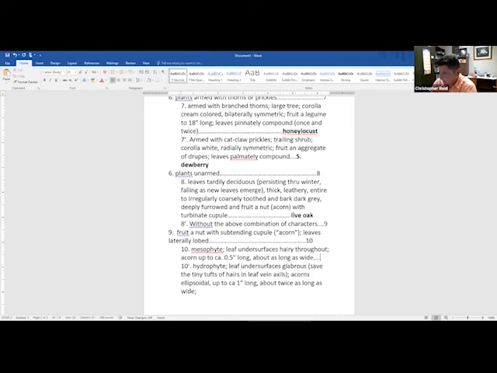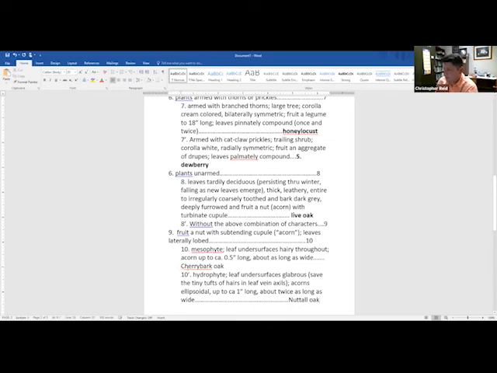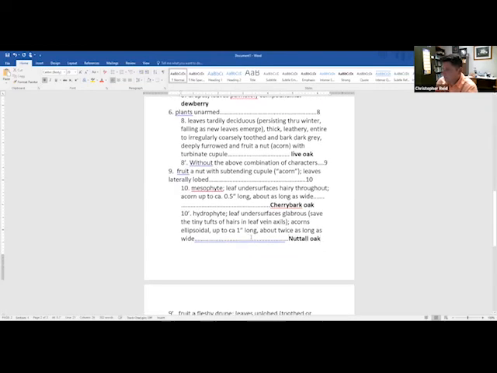So what do we got here? Cherry bark oak. Nuttall oak. Does that sit all right with everybody? Fold. Fold. All right.